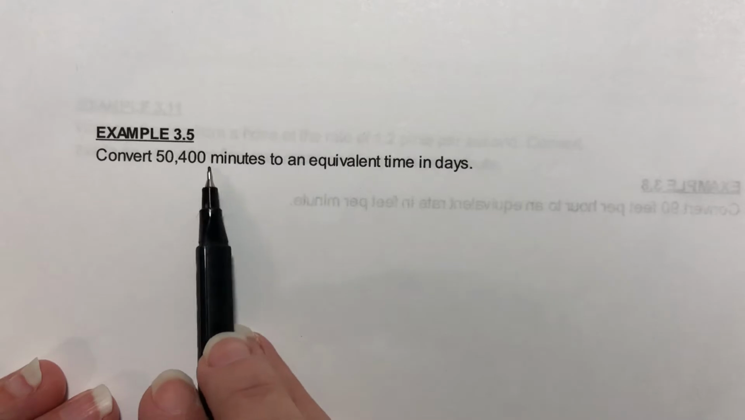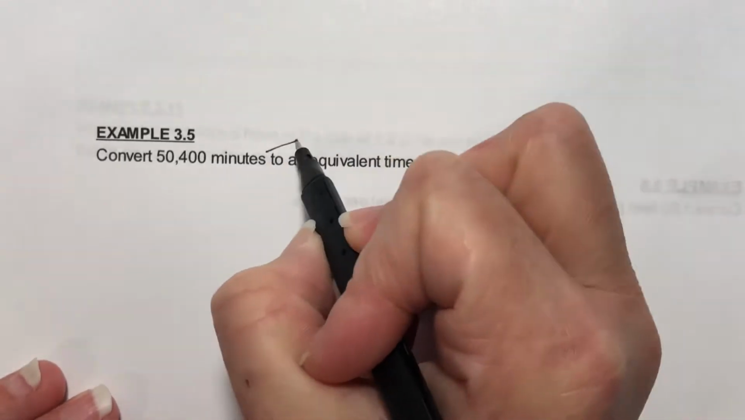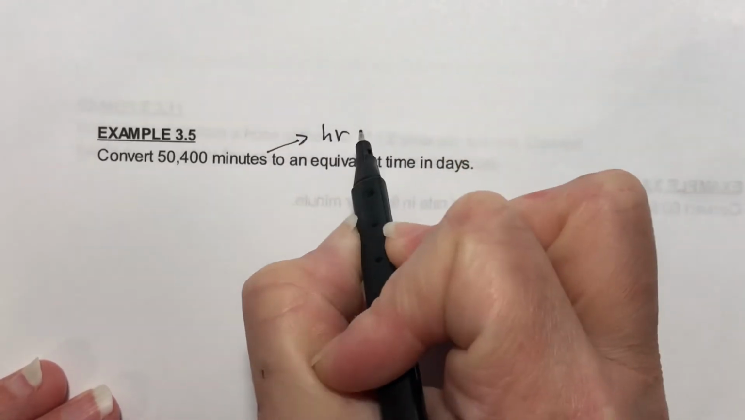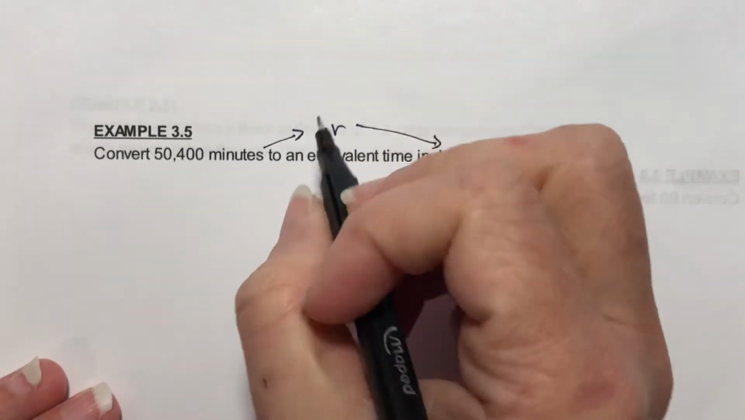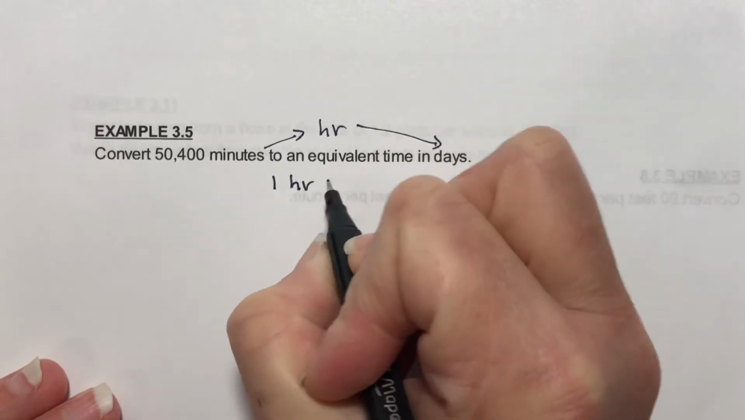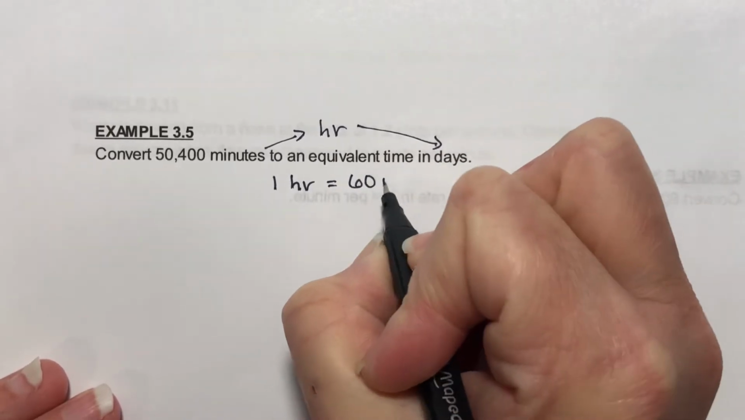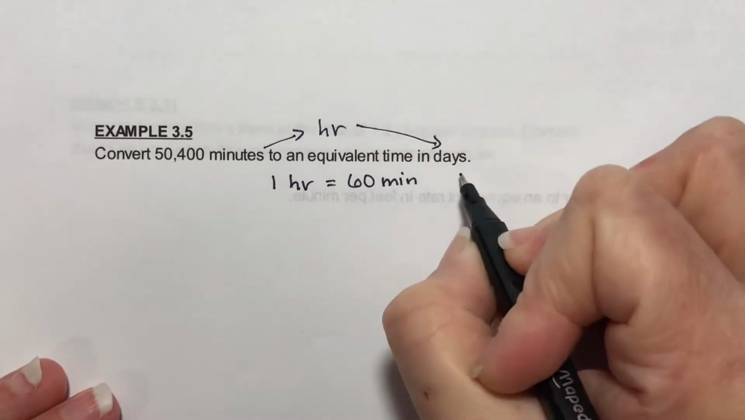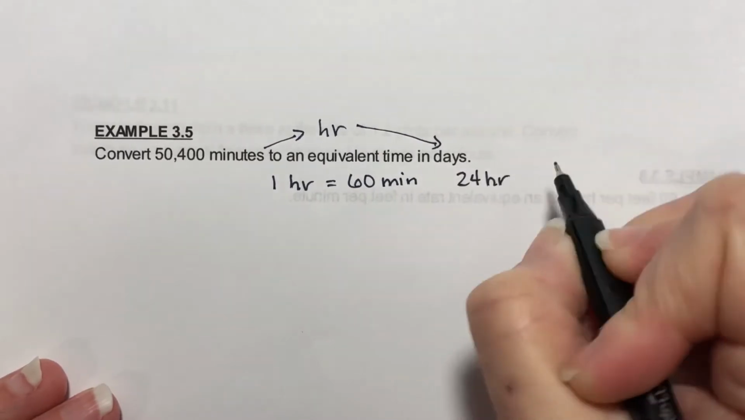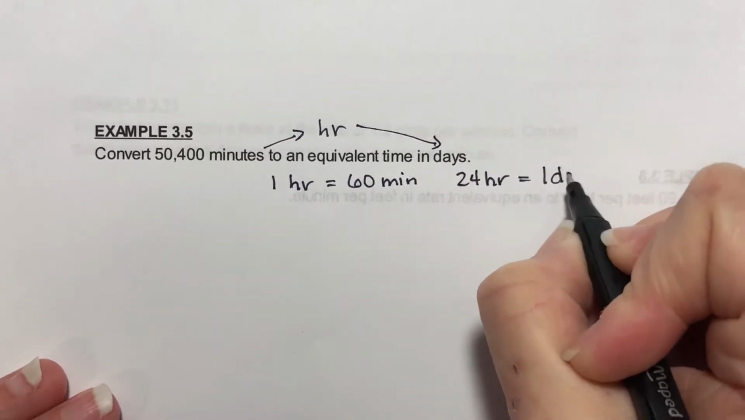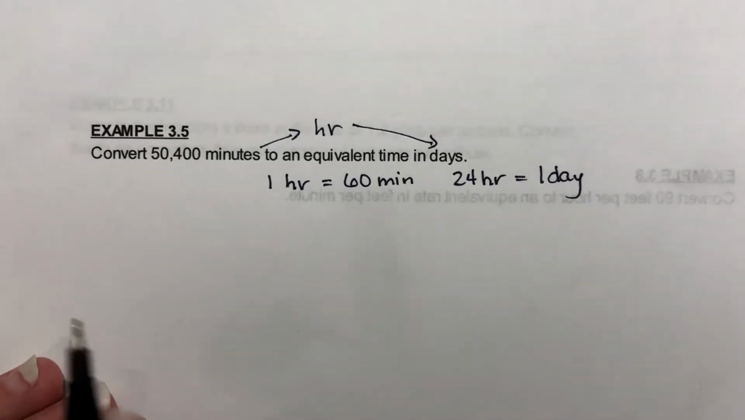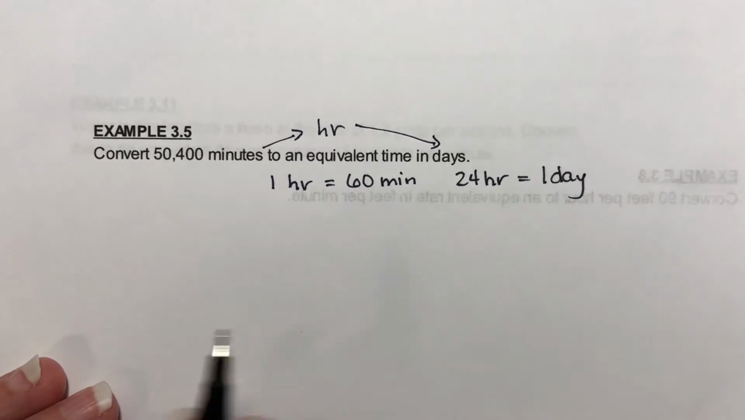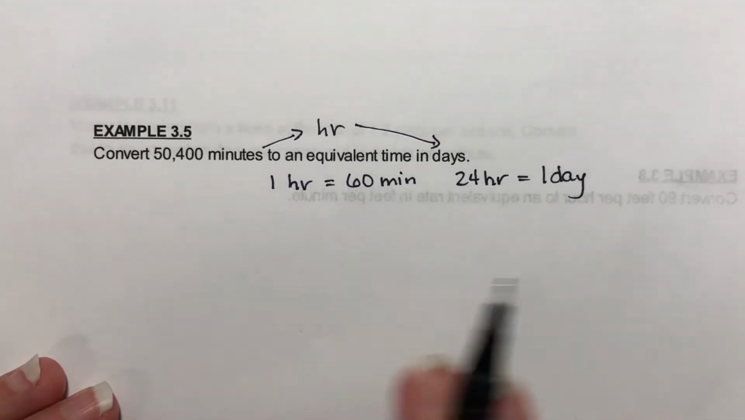I can take minutes into days, but I need to really go minutes to hours, and then from hours to days. I'm going to write down our relationship. Okay, 1 hour is equal to 60 minutes, and then 24 hours is equal to 1 day. Now, if you look a lot of places, you're going to see people that do this all in one step. I think it's a lot easier if you split it up.